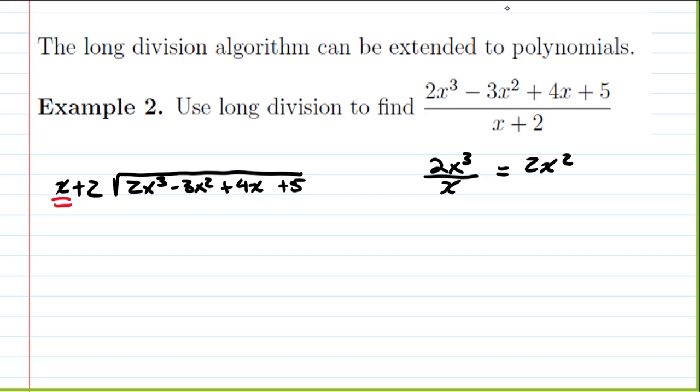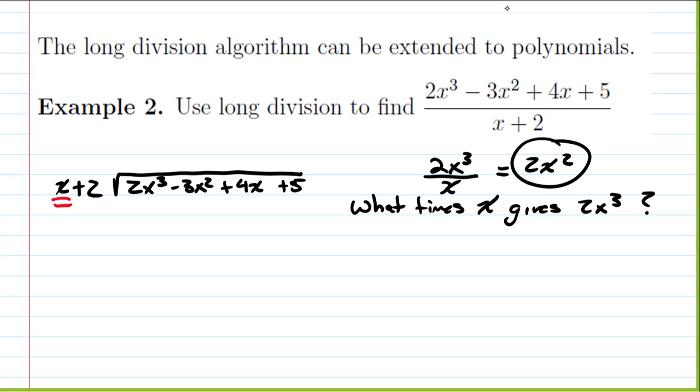Long division with polynomials is often easier if we ask ourselves the associated multiplication problem. So the better way to think about this is, well, what times x gives 2x cubed, right? Well, what would I need to multiply x by to get 2x cubed? Oh, 2x squared, which is exactly the number we're going to need. So we put that here in our division.